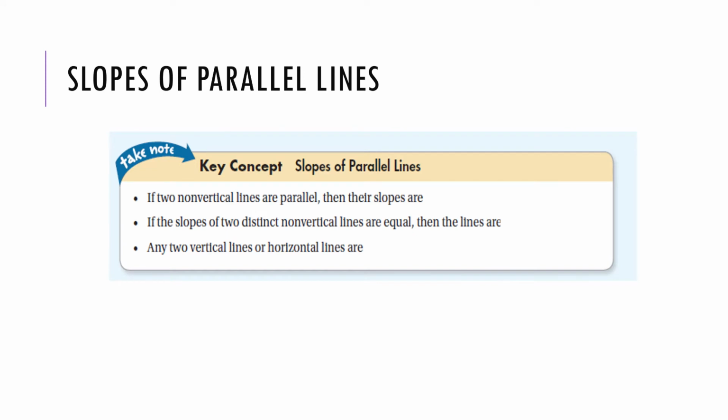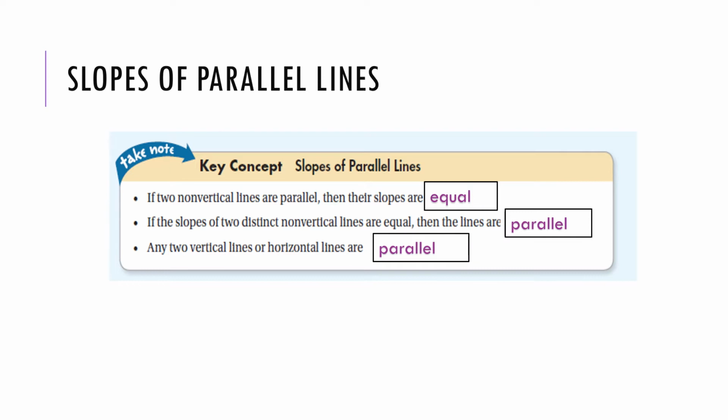So slopes of parallel lines, just some info and vocab here. If two non-vertical lines are parallel, then their slopes are equal. If the slopes of two distinct non-vertical lines are equal, then the lines are parallel. Any two vertical lines or horizontal lines are parallel. So basically, they have to have the same slope in order for two lines to be parallel.